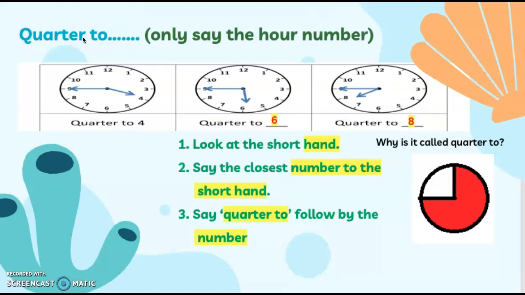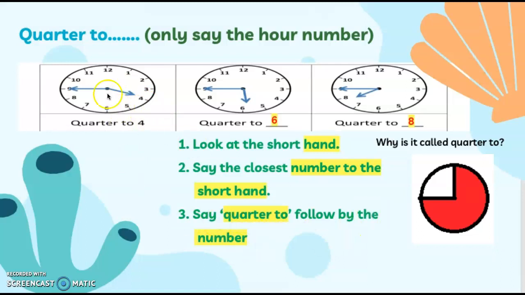And the last one, 1:45. Just now the first one was quarter past. Now 1:45. That means it's going to what number? For quarter to, the long hand will struck at number 9. If quarter past, the long hand struck at number 3. Now quarter to, the long hand struck at number 9. Look at the short hand. The short hand is the hour hand. Say the closest number to the short hand. So it's going to number 4. Say quarter to followed by the number.